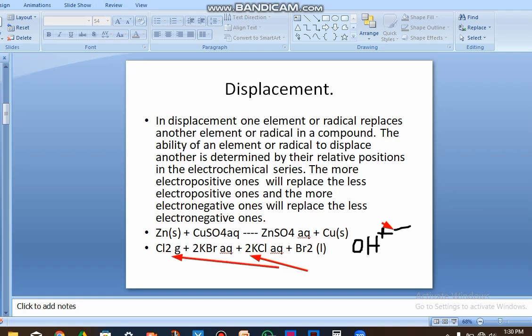So chlorine can replace bromine in a chemical reaction because chlorine is more electronegative, not electropositive. Chlorine is more electronegative than bromine, so it can replace bromine in a chemical reaction. I think you have understood this explanation. So let's move forward.